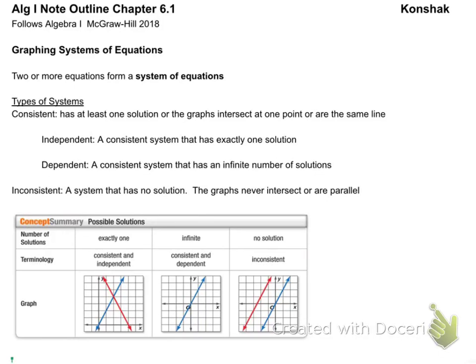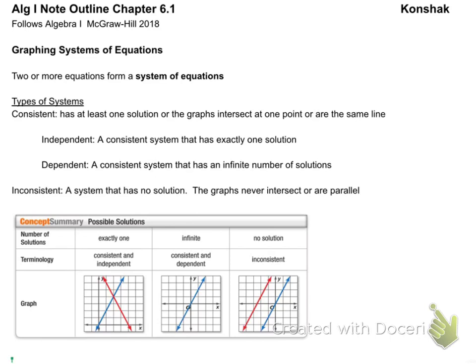Okay, what we have here is Algebra 1 6.1. We are going to be solving systems of equations, but we're going to be graphing them, or graphing systems of equations and solving them by looking at them. In the past, we've graphed single equations on a graph. So we've used slope-intercept form, we've used standard form, and we have been able to make a graph.